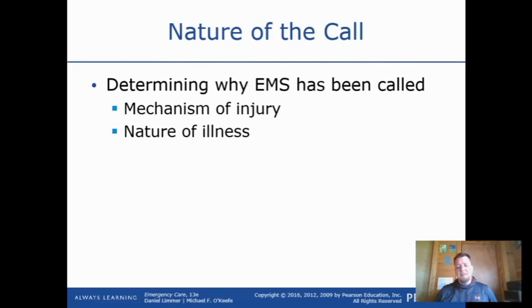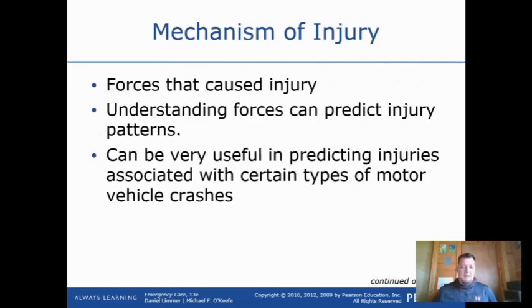And then nature of illness, that's where our medical scenario comes in, where you're looking at abdominal pain, chest pain, a respiratory issue, a stroke, a seizure, a diabetic issue. Any number of things can go into the nature of illness. Okay, so again, the mechanism of injury is what caused the injury. What are the forces that caused the injury? Understanding those forces, we can predict what kind of injury patterns or injuries they may have.